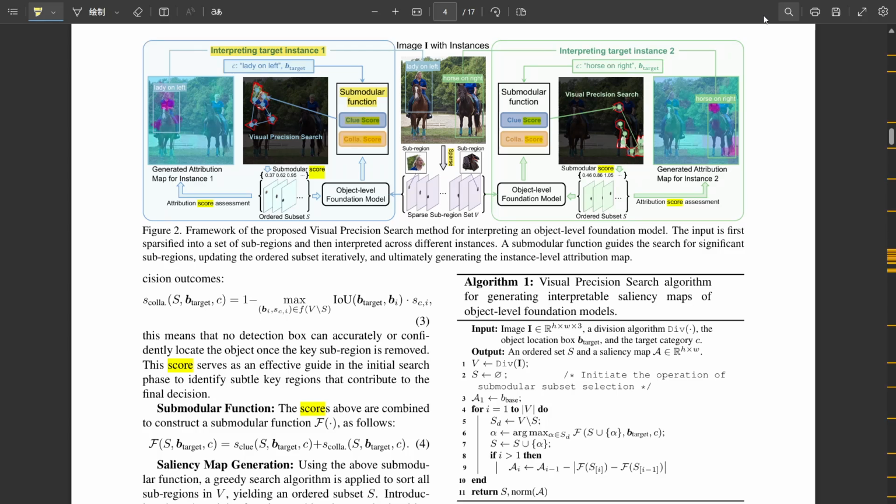Wow, that shifts the role of interpretation from just post hoc analysis to an active tool for building better, more reliable AI systems. Precisely. Using the insights gained from interpretation to directly inform and improve the system itself, making it a feedback loop for the AI.